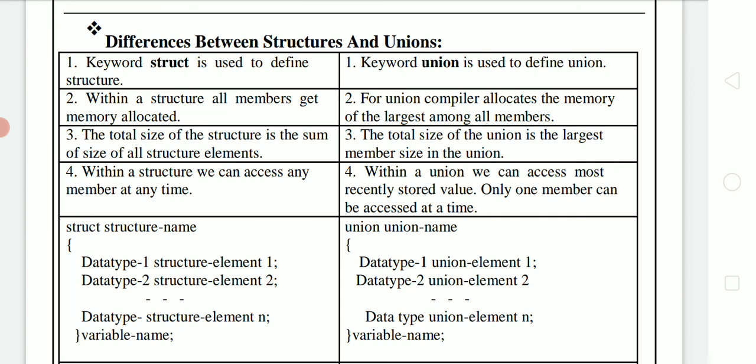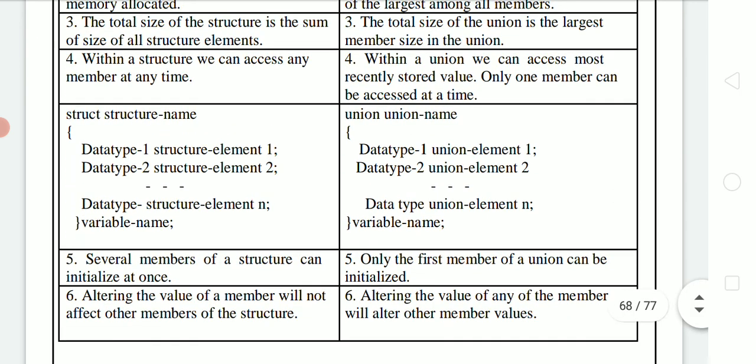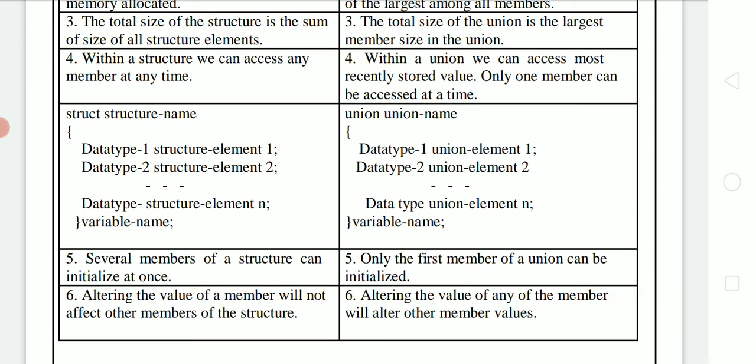Within a structure we can access any member at any time, but within a union we can access the most recently stored value. Only one member can be accessed at a time. This happens because unions take the size of the largest member, so it may lose the old data, so that's why it gets the most recently stored value only. And here we can see the syntax of structures and unions.